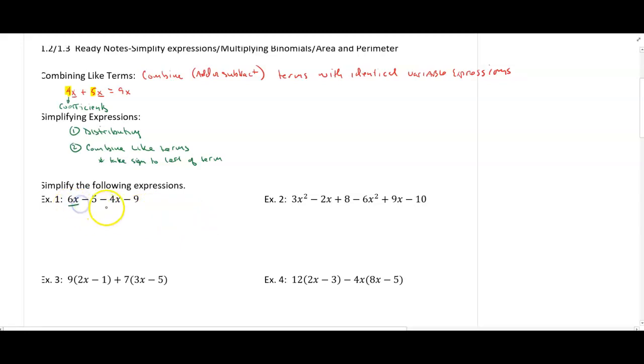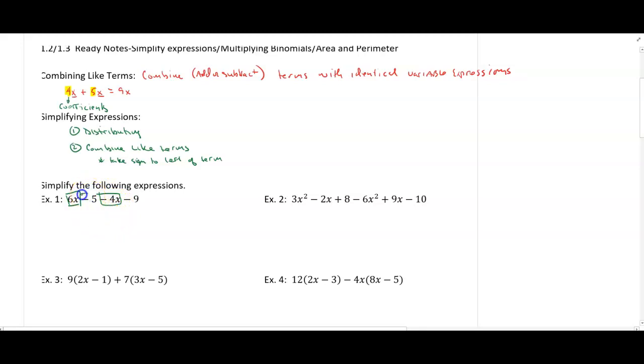If you remember playing that game when you were a little kid where you had to match up the shapes, put them in the thing and then basically pull it apart and they all drop out, I kind of like thinking of combining like terms the same way. I'm going to go ahead and put a box around 6x. What other term has the same variable expression that I can put a box around? That would be negative 4x.